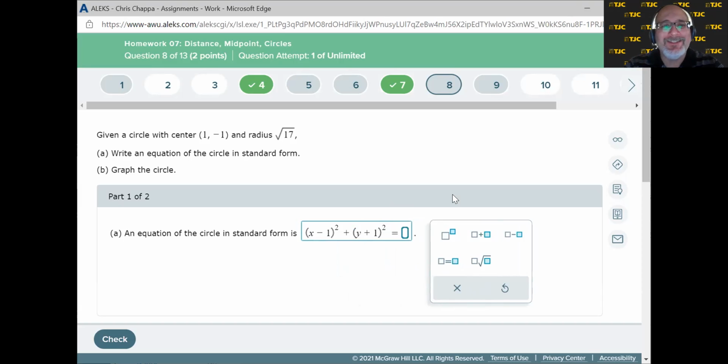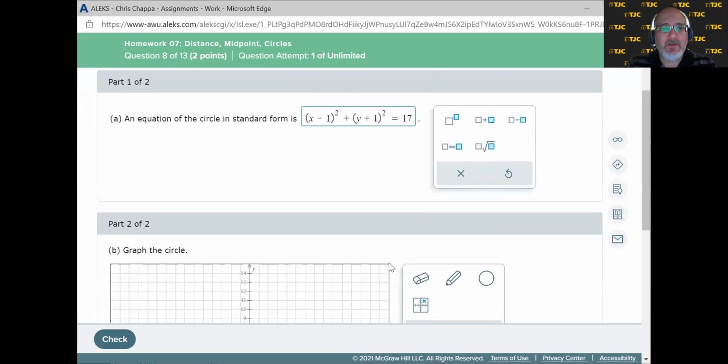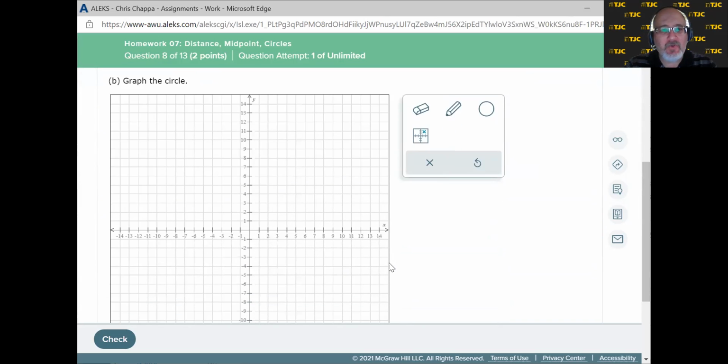But what would happen if I squared the radius? Well, this radius is the square root of 17. And when you square that, the square would cancel the square root and you would get 17. Oh, good grief. How are we going to graph this one?